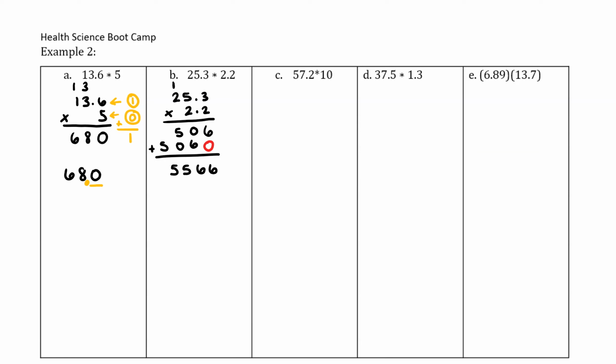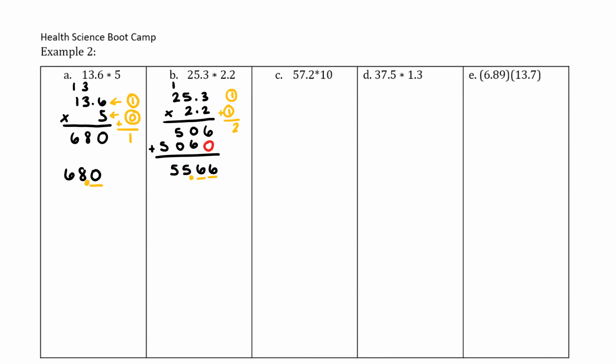So now I need to decide how many decimal places I should have. So the first factor, 25.3, has 1 digit after the decimal. And then my second factor, 2.2, has 1 digit after the decimal. So that's a total of 2 digits. So I need 2 digits after my decimal. So what is 25.3 times 2.2? That's 55.66.